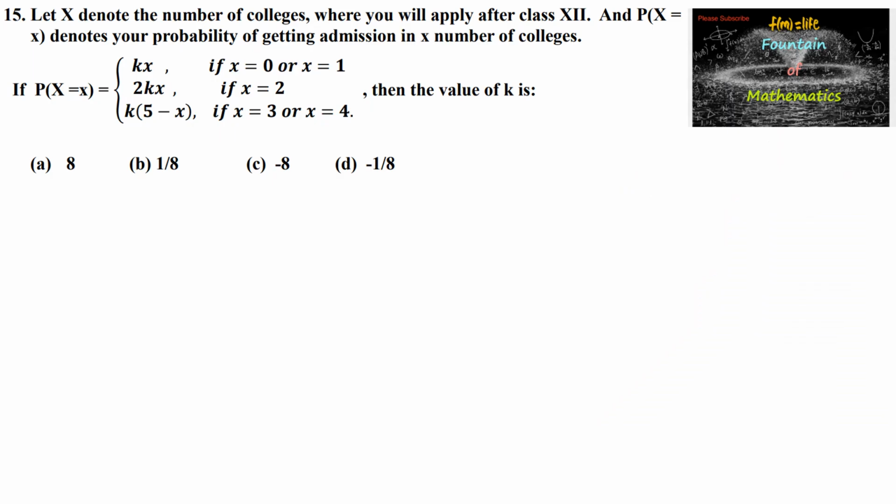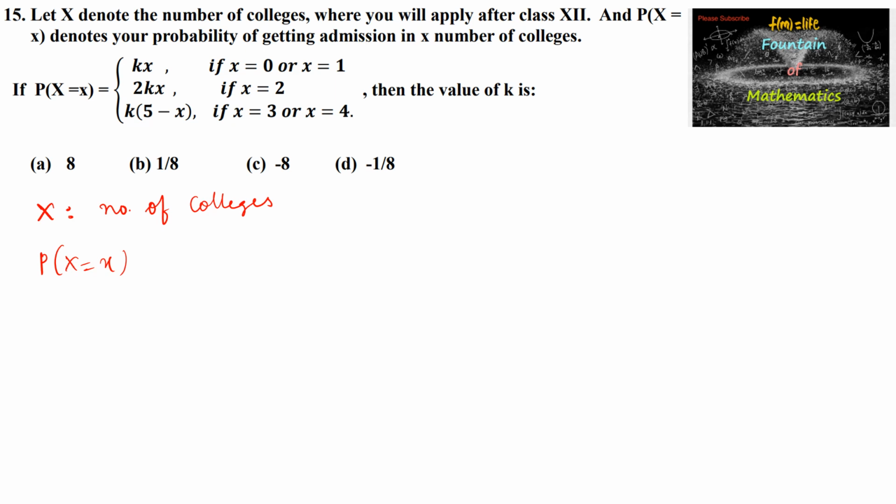Let X denote the number of colleges where you will apply after class 12, and P of x denotes your probability of getting admission in x number of colleges. It is given that the probability at X is equal to small x is equal to kx if x is equal to 0 or 1, 2kx if x is equal to 2, and k times 5 minus x if x is equal to 3 or 4. So here X is the number of colleges, and the probability at X is equal to small x is given by kx and 2kx.